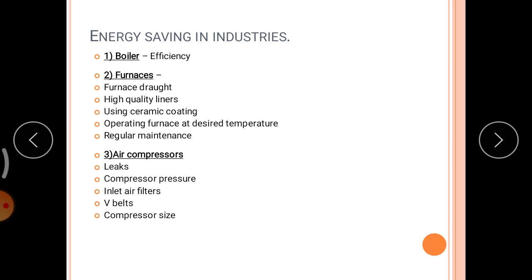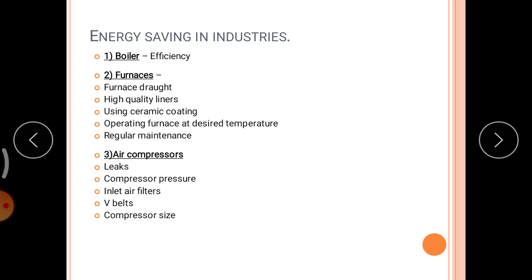So ceramic coating is necessary, so that the heat does not go out of the furnace. Next, you have to operate the furnace only at the required temperature. Only as much as is necessary for our production purpose, that desired temperature you have to keep and manage properly. And for all machines, you have to do regular maintenance of furnaces. So this is about the furnaces.